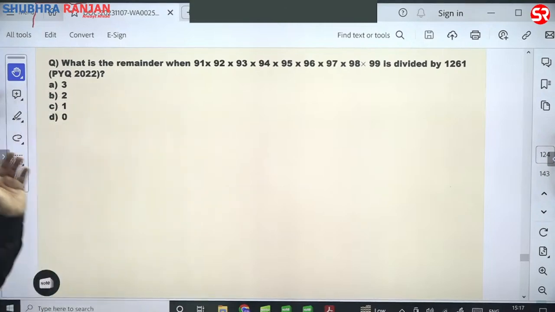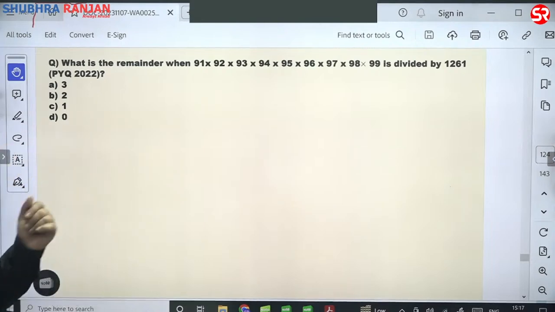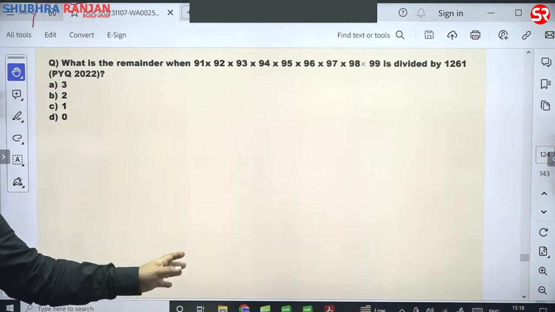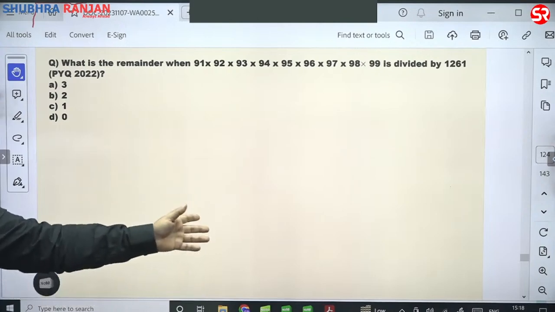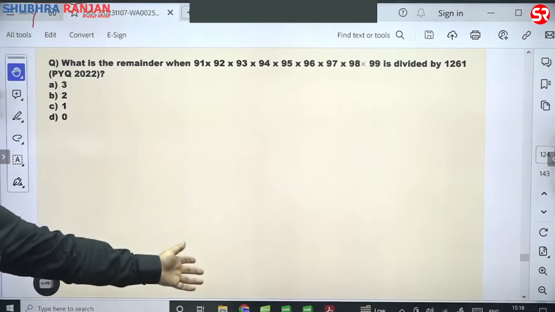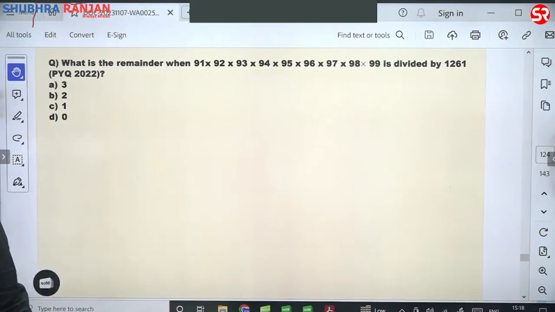They cannot give you this question unless there is something common between these two. This is what I felt when I saw this question. They cannot give you this question, 1261 and 91, 92, 93, 94. Come on. If you are my students, you know there is something common between them. That is what you needed to find. Who said 0? कैसे?